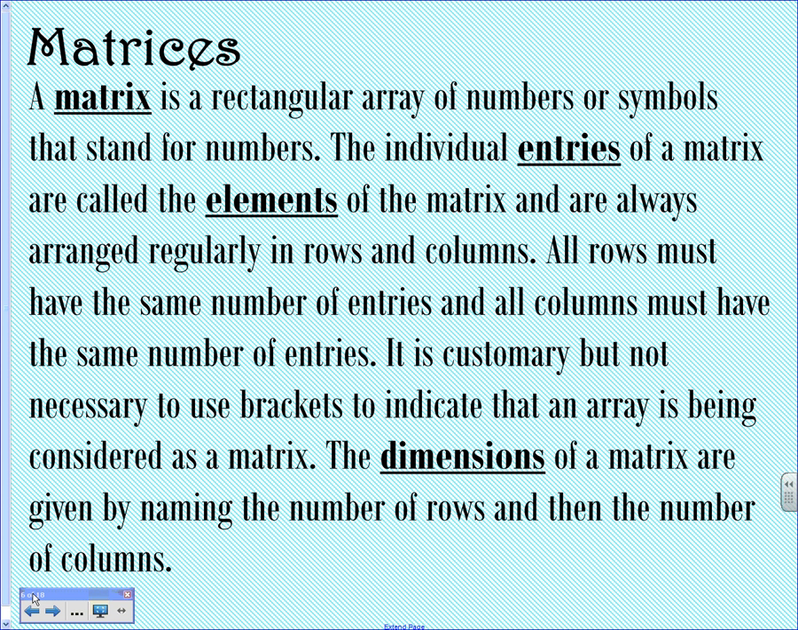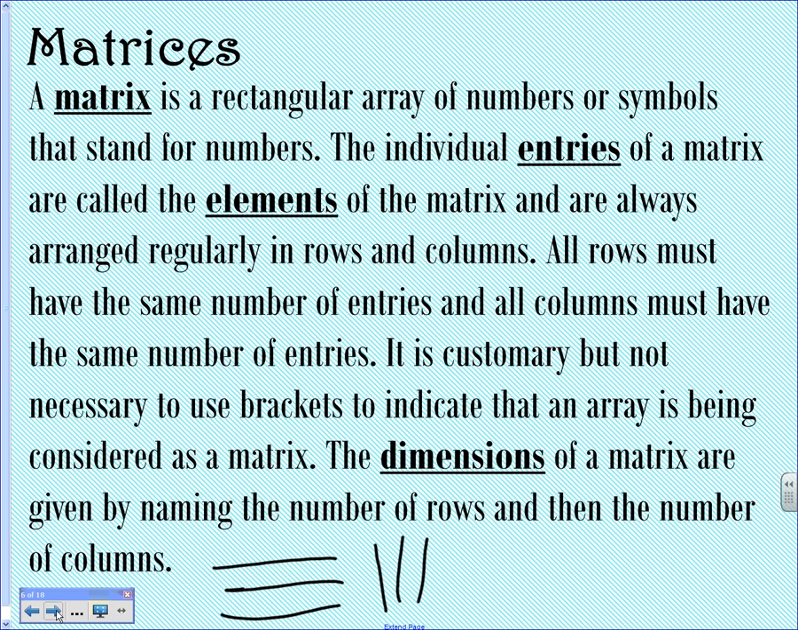So let's think about this. Are rows horizontal or vertical? Rows are horizontal. And then columns are vertical. How can I remember that? Columns on a building, they are vertical. So we always start going horizontal and then vertical. Go with me so far?